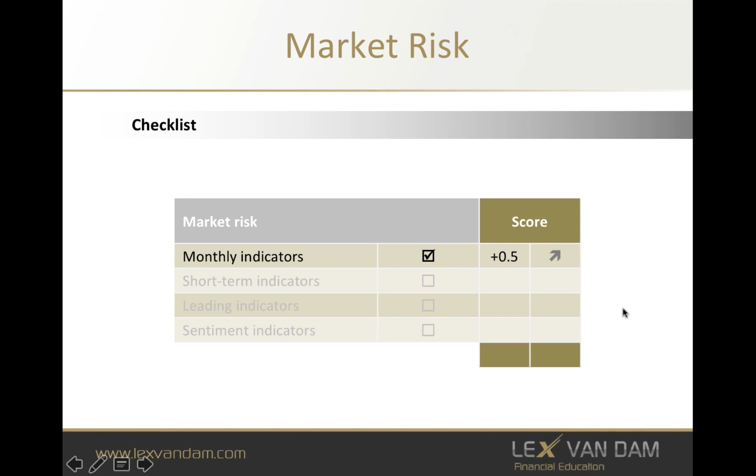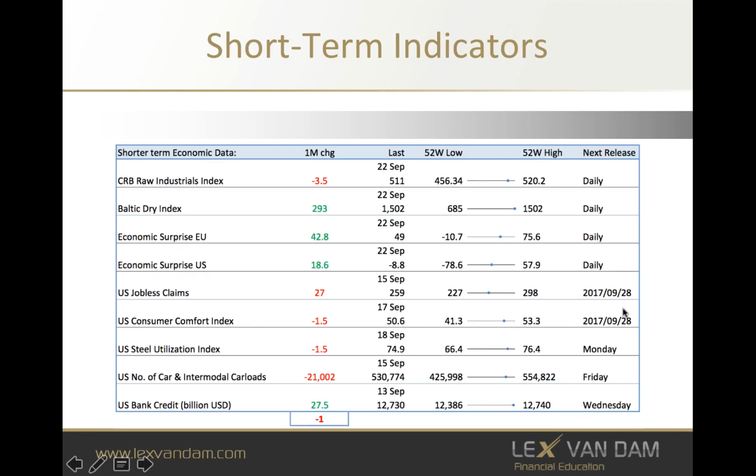So now on to the next component, the short-term indicators. And these are comprised of many market-based indices and other things. And it looks at, for example, commodity prices. You've also got some economic surprise measures in there for Europe and the US. Look at things like initial jobless claims, the labour market, also the consumer in terms of consumer comfort or confidence. And then other things relating to basically the manufacturing sector. So steel utilization, so capacity, factory capacity.